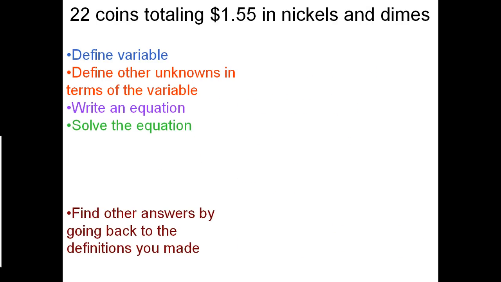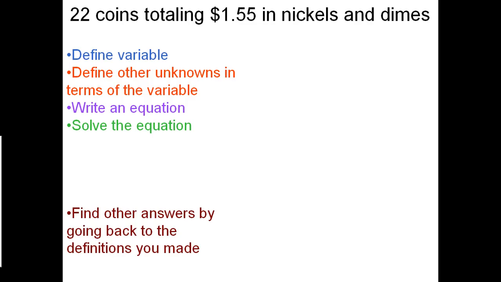The next type of problem is, I'll call it, the coin problem. They usually go something like this, and there are variations, and you may have a slightly different equation, but one way is: I have 22 coins totaling $1.55 in nickels and dimes. And the question is, how many nickels do I have and how many dimes do I have?